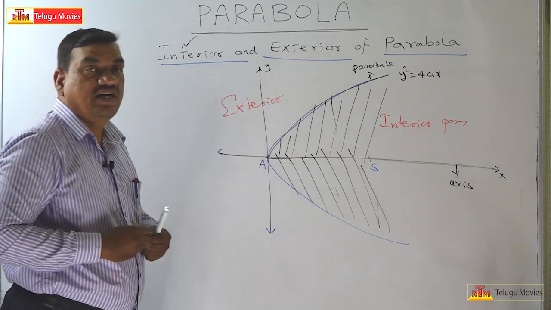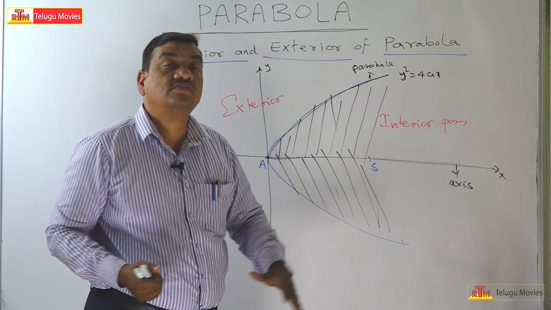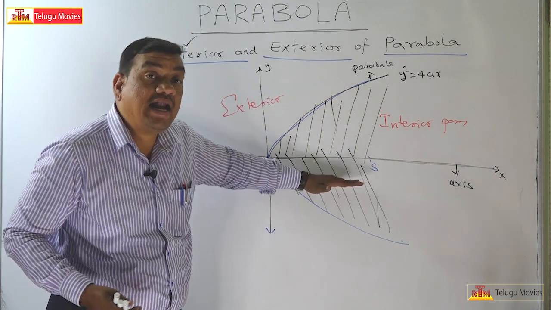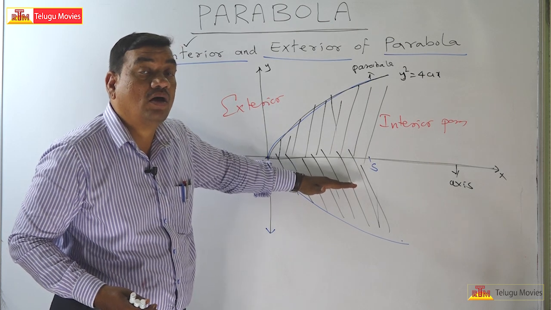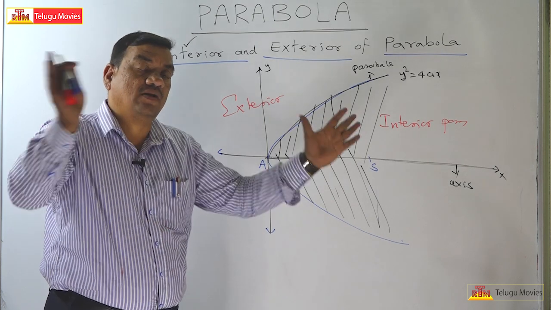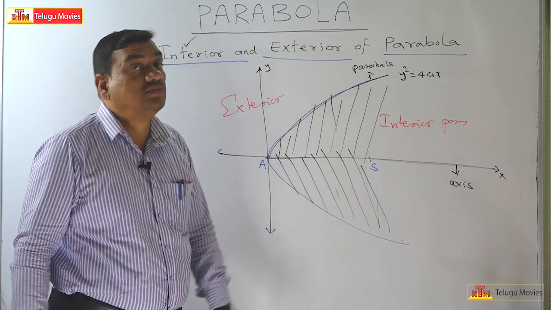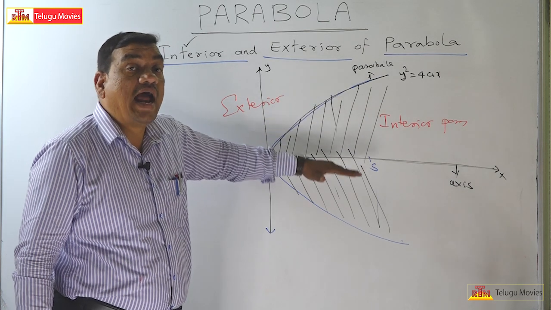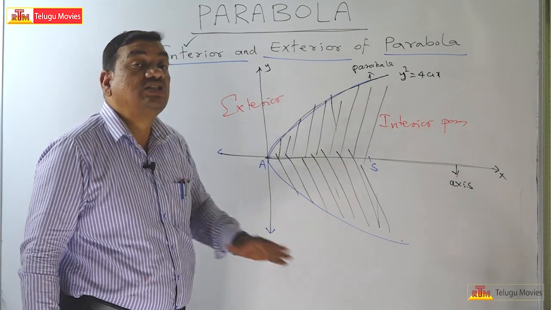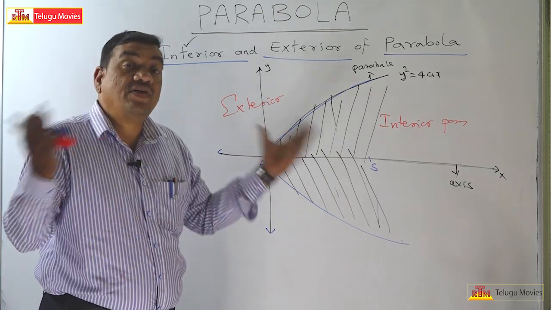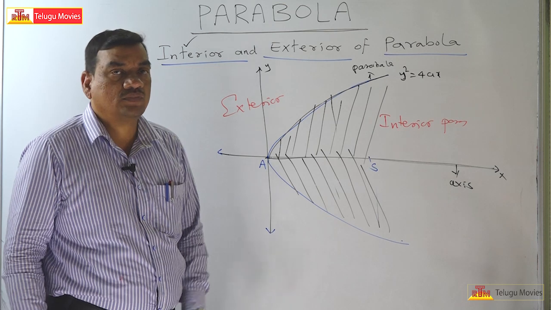See the definition once more. The region which lies between the parabola and the axis of that parabola, the curve and the axis of that curve. As a general definition, the region which lies between the curve and the axis of the curve is called the interior of that curve. Understand? The other one is the exterior of the curve.